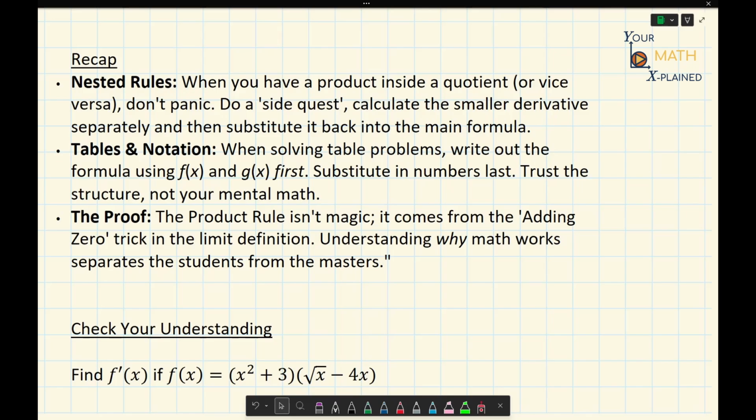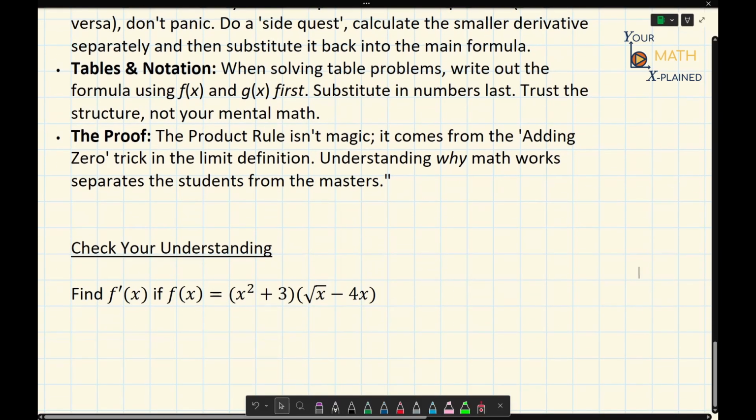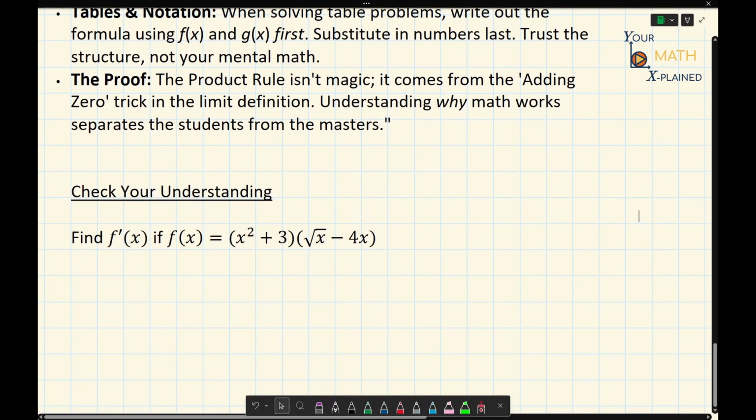And lastly, we went over the proof of the product rule. We employed the adding zero trick in the limit definition. Understanding why math works separates the students from the masters. And now it is your turn to give this a try. Can you find the derivative of f of x here?